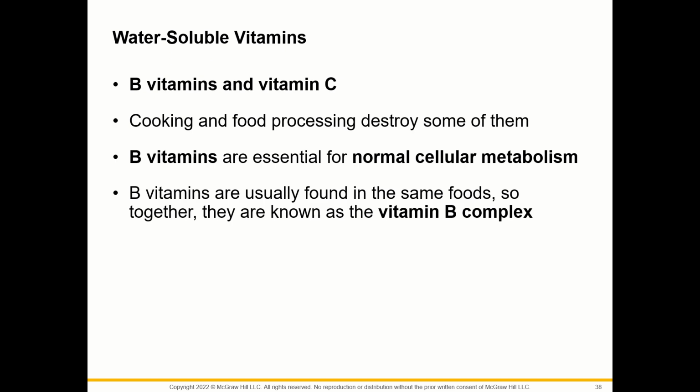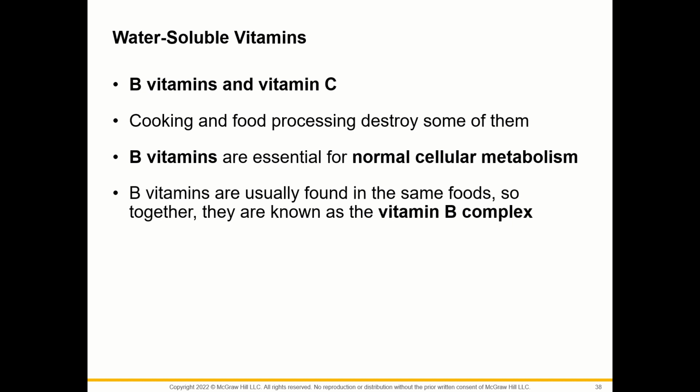Water-soluble vitamins include the B vitamins and vitamin C. Cooking and food processing destroy some of them, so it's important not to overheat your vegetables or nuke them in the microwave. B vitamins are essential for normal cellular metabolism. B vitamins are usually found in the same foods, and so together they are known as the B vitamin complex.